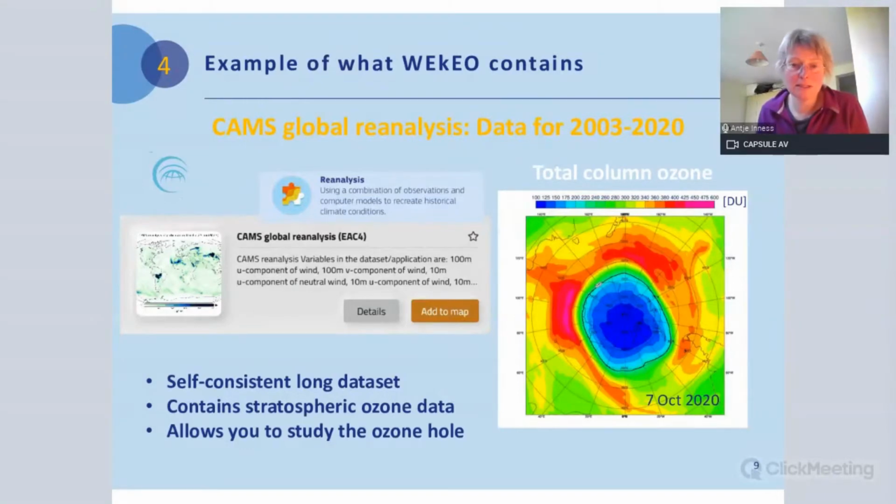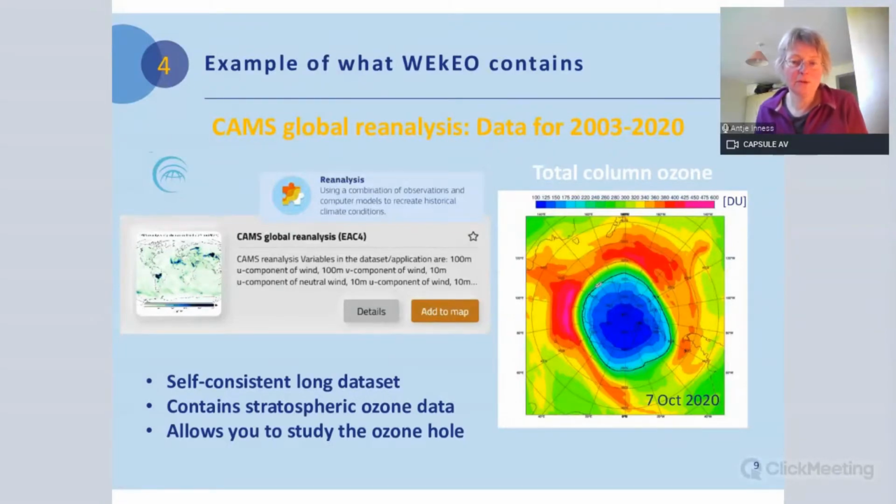And this image you can see here in the colors is an example from last year, from October 2020, showing the Antarctic ozone hole. And you can see in the blue colors the really, really low values down to 100 Dobson units over the Antarctic.